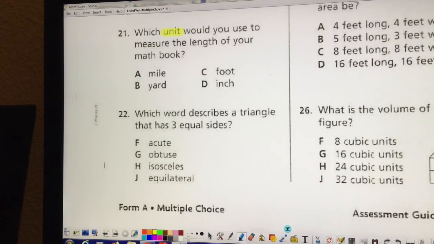22, which word describes a triangle that has 3 equal sides? So this is one of the questions that we had when we've been doing our distance learning, right? Does that mean it's an acute triangle, an obtuse triangle, an isosceles, or an equilateral? That's kind of a vocab definition one. All equal sides of a triangle, what is it called?